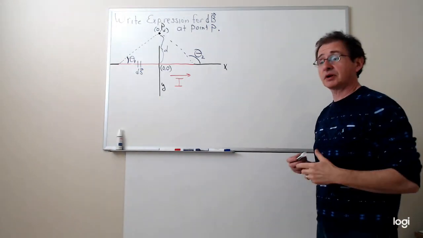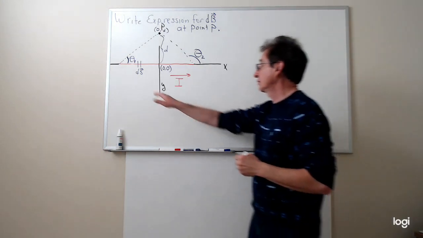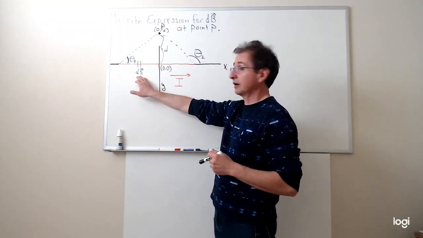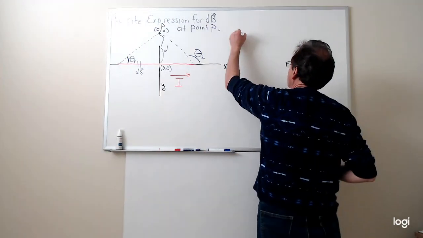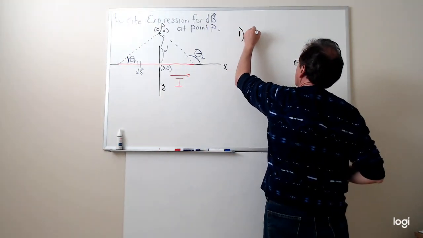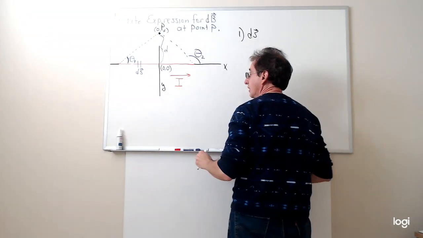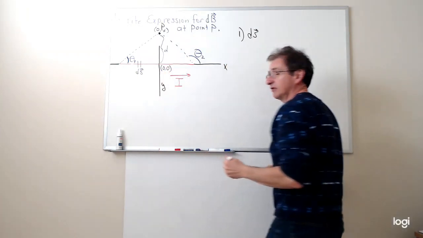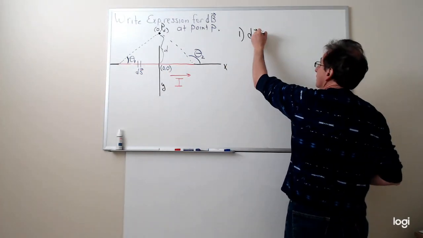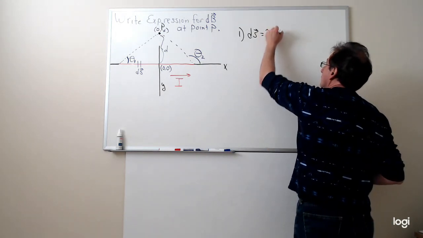The first thing I want to do is write the expression for ds, which is my element of carrying current I. Since the current is going in the positive x direction, and this little piece of the entire wire is of length dx, I'm going to write down ds is I dx.